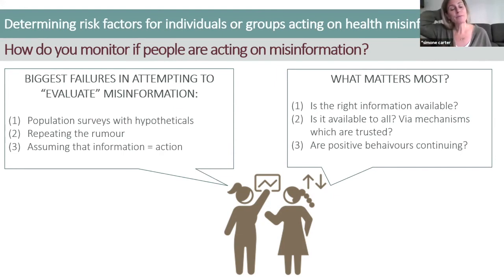The other is about repeating rumors. So, did you hear this rumor? And counting how many times the rumor has been heard, but if you repeat it, it's likely to spread. And the last one is, of course, assuming then that information or misinformation will equal action. So what matters most is that the right information is available. It's available to all via the mechanisms which are trusted and our positive behaviors continuing. So those should be the things that we are monitoring over time.